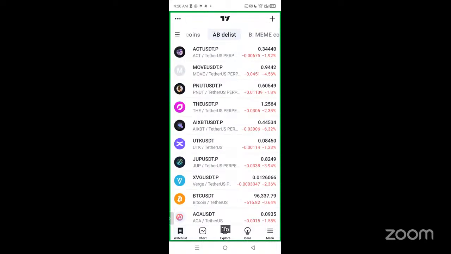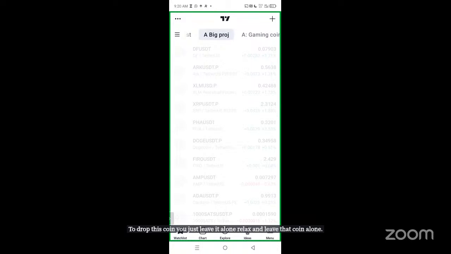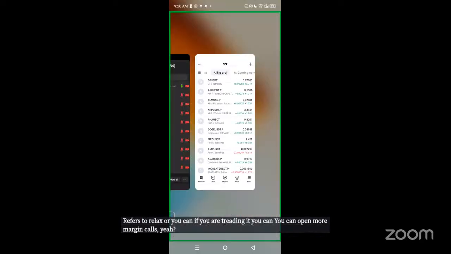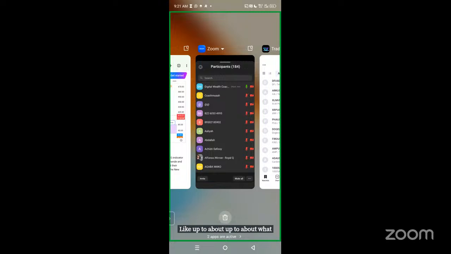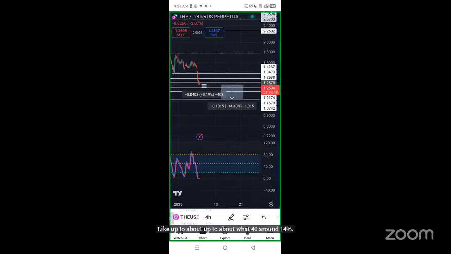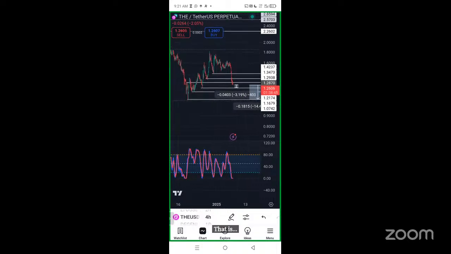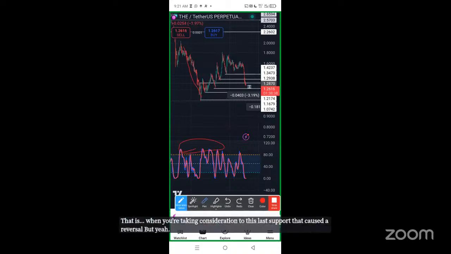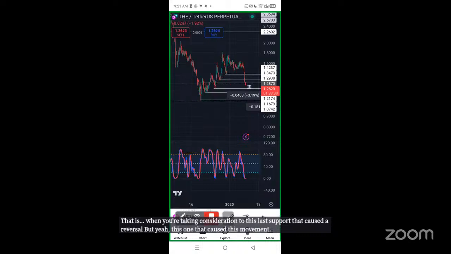This coin, you just leave it alone. You relax and leave that coin alone. Or if you are trading it, you can open more margin calls, yeah? Like up to about what? 40, up to around a 14% drop. That is when you're taking into consideration this last support that caused a reversal. But yes, the move that caused this can drop up to that.